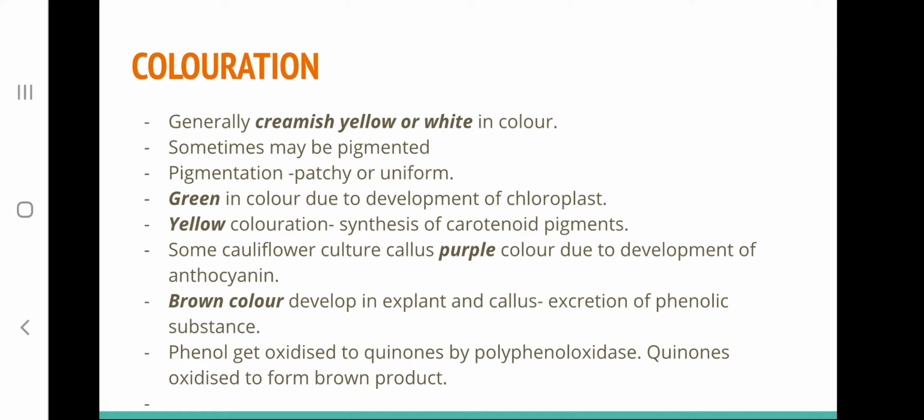And in certain plants they can form brown color callus. This brown coloration can also develop in eggplant and also in the callus, and this brown color is developed due to excretion of certain phenolic substances. These phenolic substances may be present within the cells of the explant, and separate from these, within the cells of an explant there is also a group of enzymes called polyphenol oxidase. When we cut these explants, the phenol and polyphenol oxidase come in contact, and this phenol gets oxidized to quinones by this enzyme, that is polyphenol oxidase, and this quinone is oxidized to form the brown product. And these phenolic oxidases can act as a hindrance for the growth of callus.